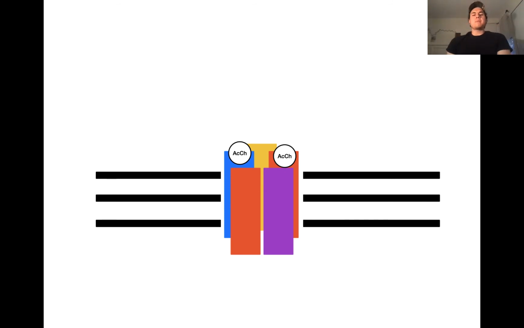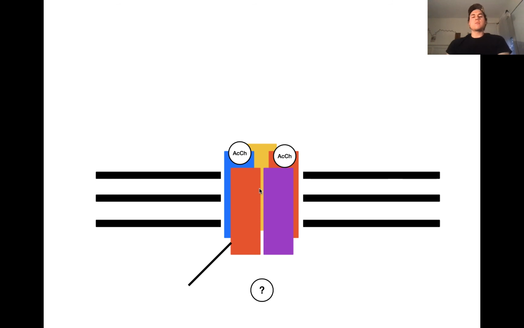Now, when this happens, when both acetylcholines bind to the nicotinic receptor, the nicotinic receptor will open. The nicotinic receptor is a ligand-gated ion channel, and this means that when a ligand binds to this channel, it will cause the channel to open and allow ions to pass through. So what ions will pass through this channel? And how will they pass through? Will they move into the cell or out of the cell?